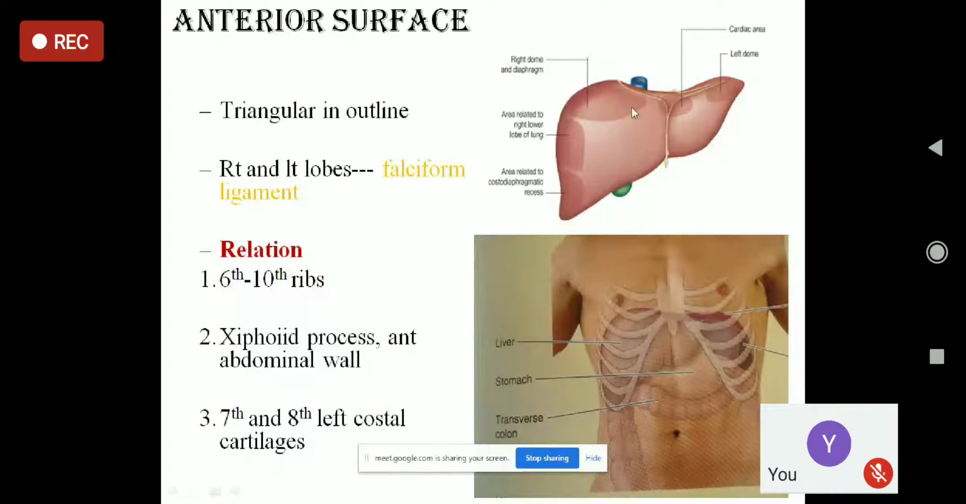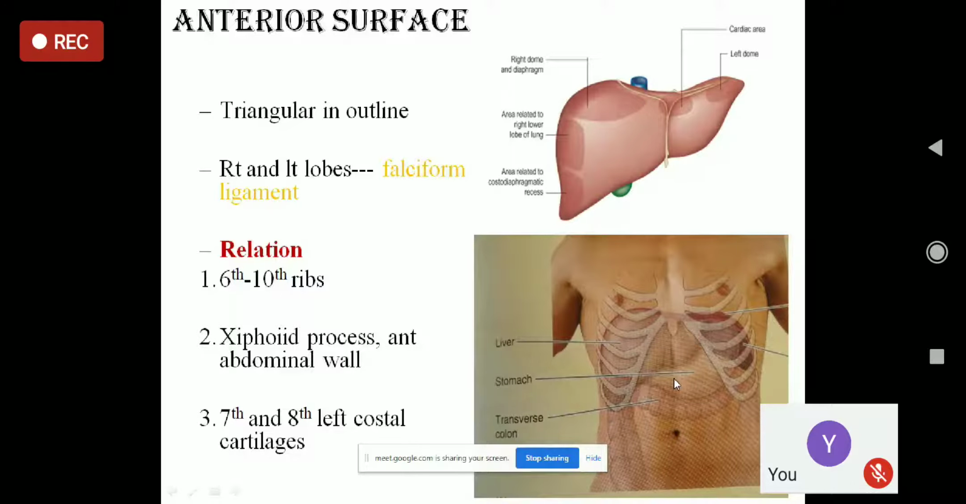Now we'll talk about the anterior surface. This is the anterior surface, triangular in outline, and the right and left lobes are separated by the falciform ligament. From the superior surface the falciform ligament comes onto the anterior surface. Here you get the 6th to 10th ribs, and the xiphoid process, the anterior abdominal wall, and the 7th to 8th left costal cartilages. These all come on the anterior surface of the liver.